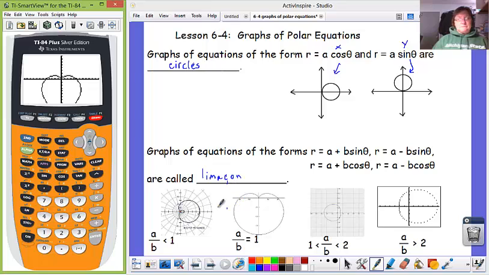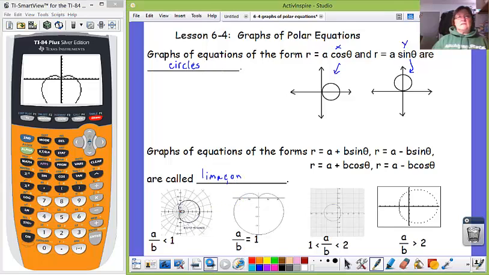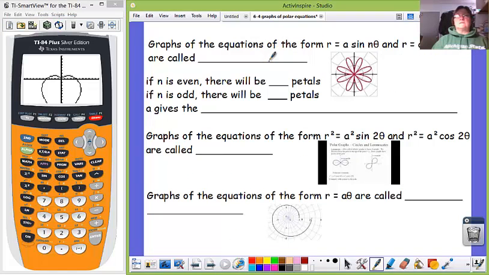So, limaçon. Okay. The third type of equation that we're going to look at are called rose petals, for obvious reasons.